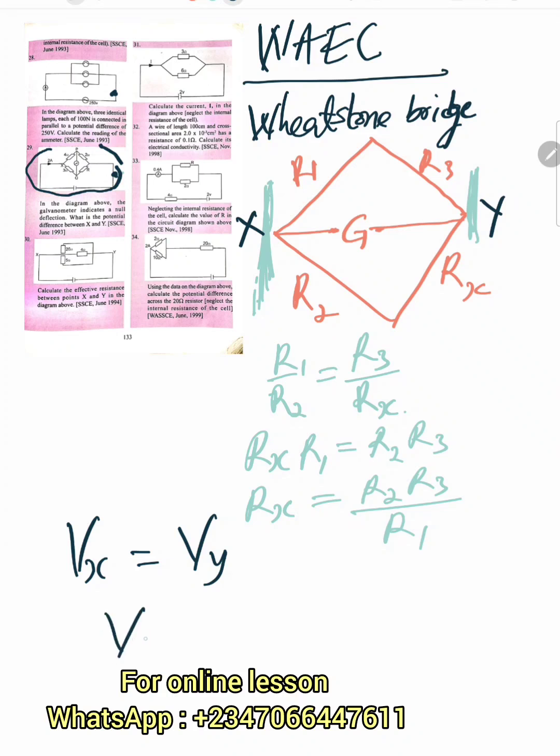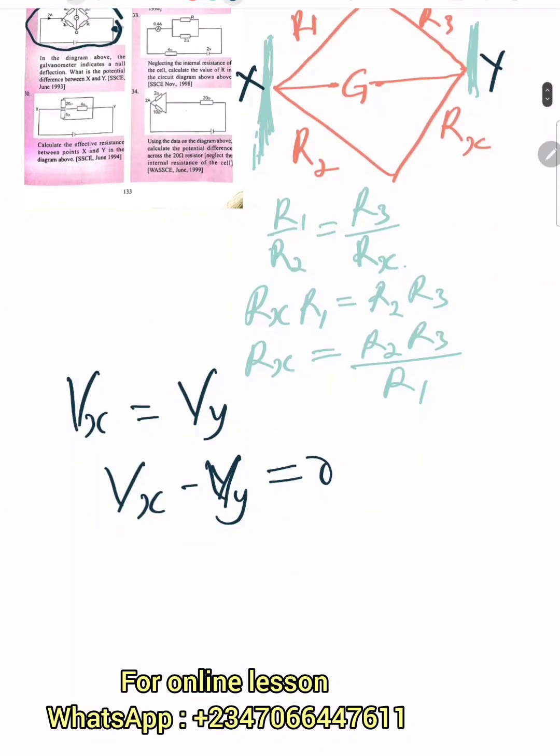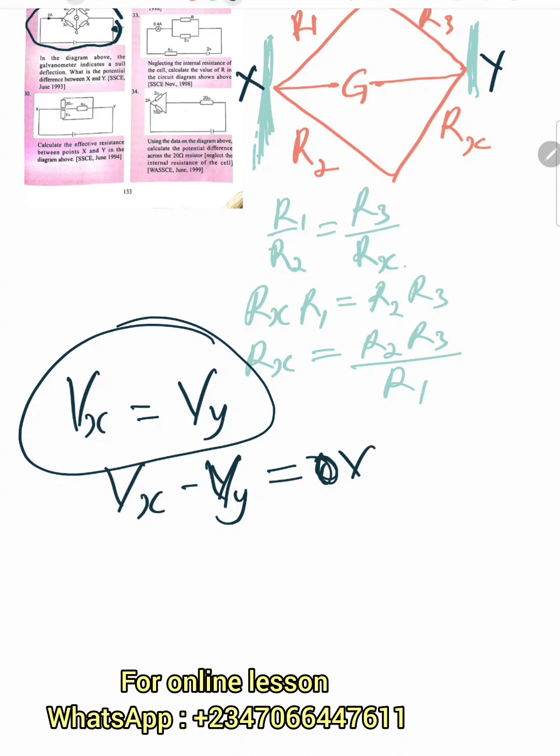So Vx minus Vy equals 0. So that is what this question is talking about. So the potential difference between X and Y is 0. That is what is happening here. Okay, so I hope you understood the explanation of this question. So your answer here is 0 potential difference. The potential at X is equal to the potential at Y. So that is the answer to that WAEC question.